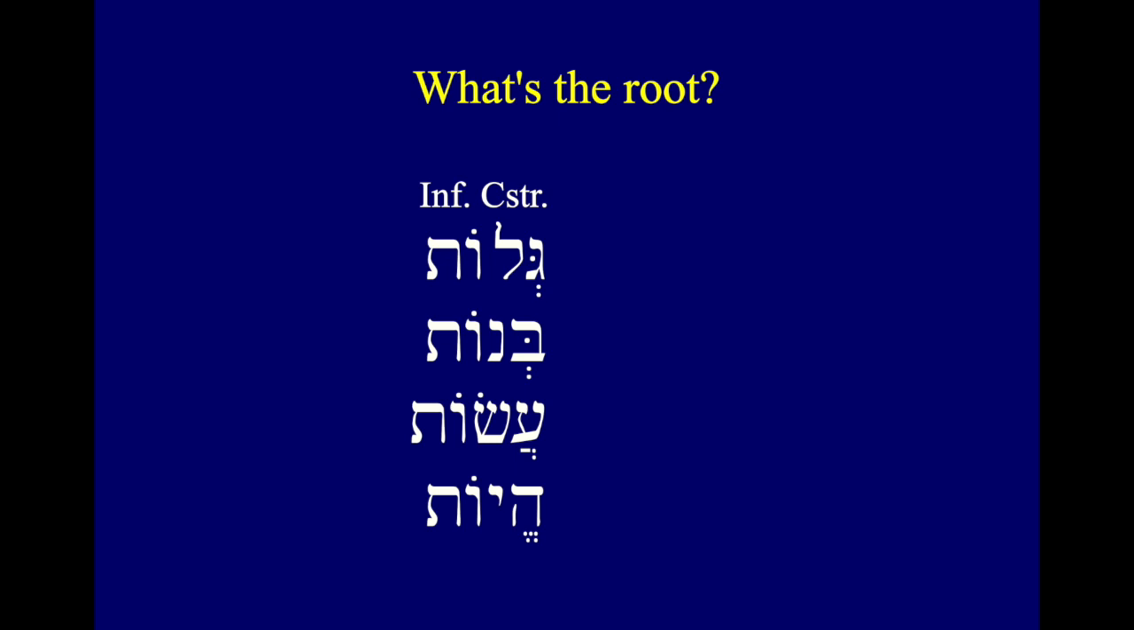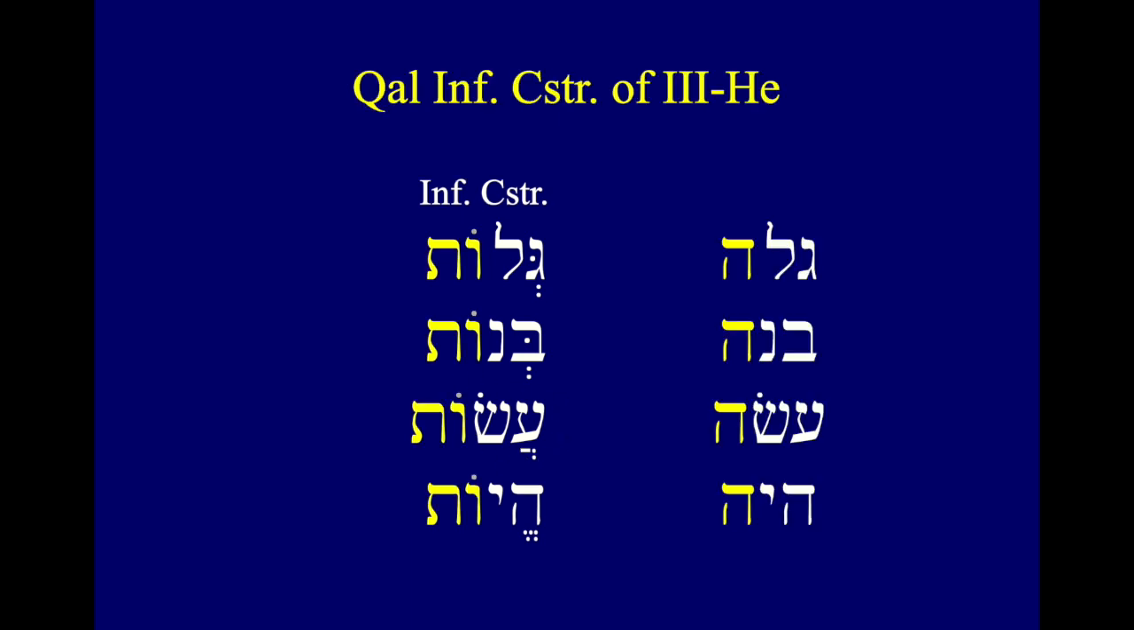If you notice, like this one, asa, you know that means to do or make. So these are actually what third hays do when you put them in the infinitive construct. They get this feminine plural ending. It doesn't mean feminine plural. It's not marked for gender. This is just what they do. Now remember, I'm not testing you on this. You don't have to remember this. I'm just showing you that there are these anomalous forms.